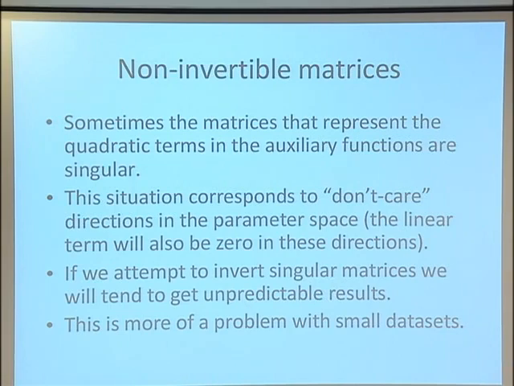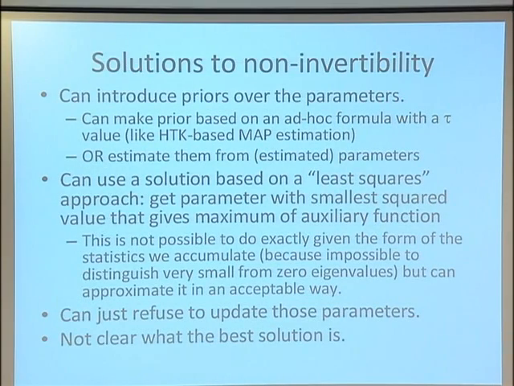So there's a couple of ways that you can fix this. One way that I've done before is you can introduce a prior over the parameters. If the prior is some kind of nice conjugate prior that's, in log terms, a quadratic function of the parameters, you can just add that onto your auxiliary function and it'll work quite well.